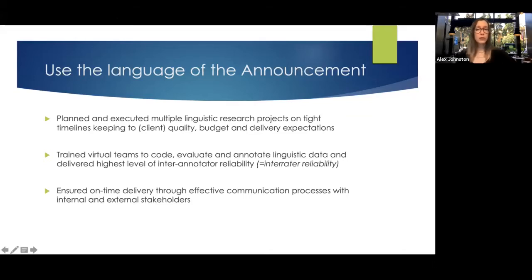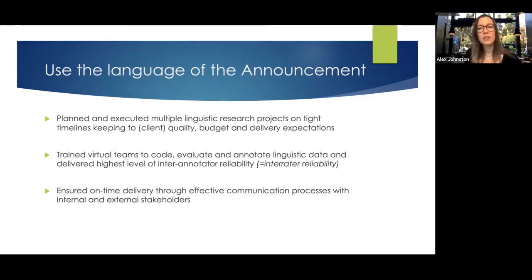Planned and executed multiple linguistic research projects on tight timelines, keeping to client quality, budget, and delivery expectations. Trained virtual teams to code, evaluate, and annotate linguistic data, and delivered highest level of inter-annotator reliability. So I just learned that word, I think, this month in one of our sessions.